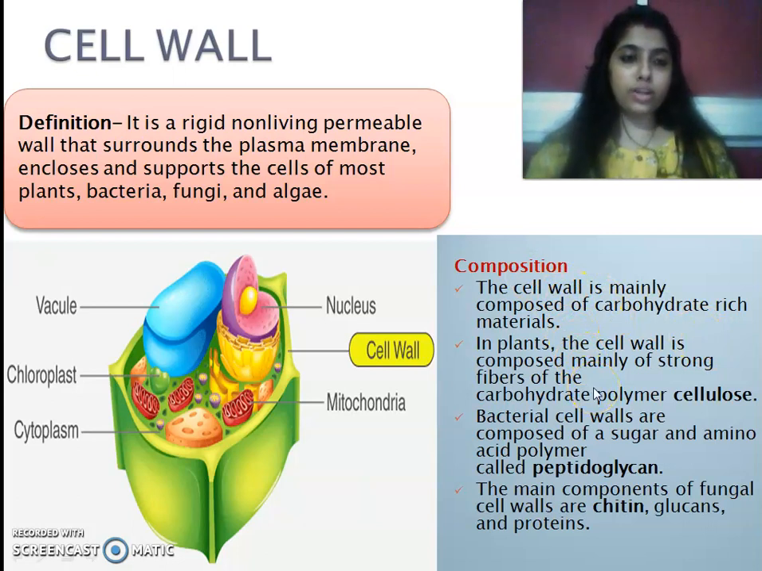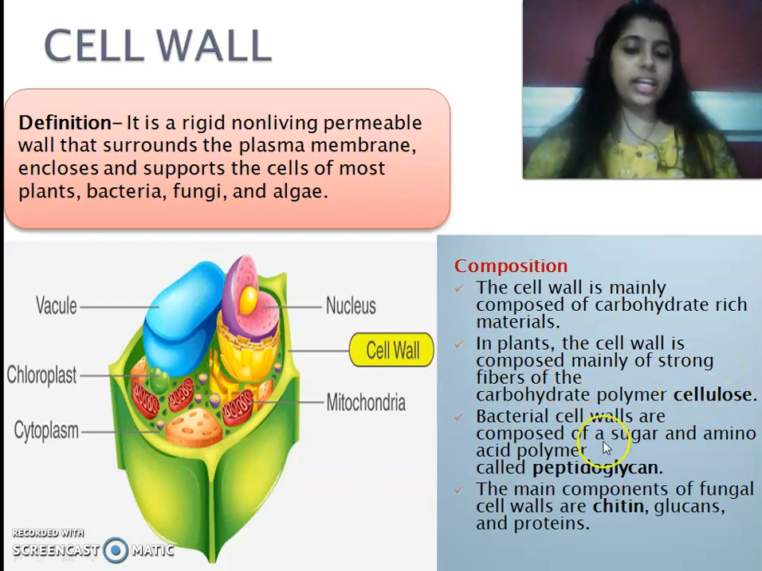That is what the cell wall is made up of. The cell wall is mainly made up of carbohydrate rich molecules. Clear? So in case of plants, the cell wall is made up of cellulose. In case of bacterial cell, they are made up of peptidoglycan, that is sugar and amino acid polymer. Okay, and in case of fungus, the cell wall is actually made up of chitin and some important proteins. Clear?